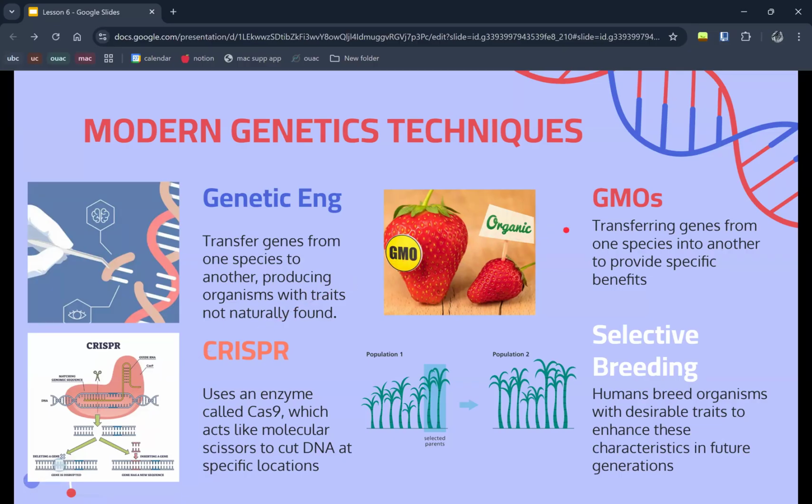Then we have GMOs, which are genetically modified organisms. These are organisms that have had their genomes altered using genetic engineering techniques to produce new traits. It typically involves transferring genes from one species into another to provide specific benefits, like that resistance to the cold we talked about with the tomatoes and the fish. They are widely used in agriculture to create crops that are more resistant to pests, diseases, or herbicides, and are also used in medicine to produce things like insulin or vaccines.